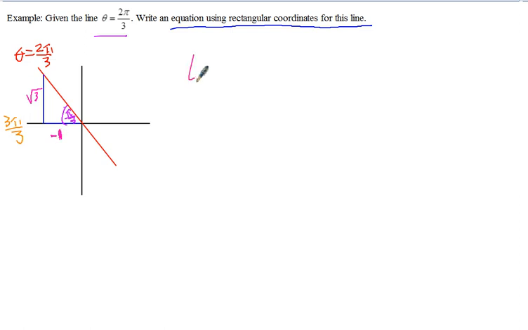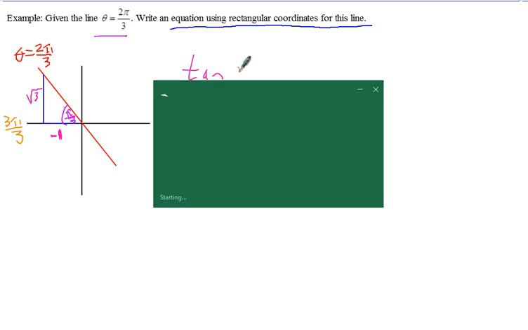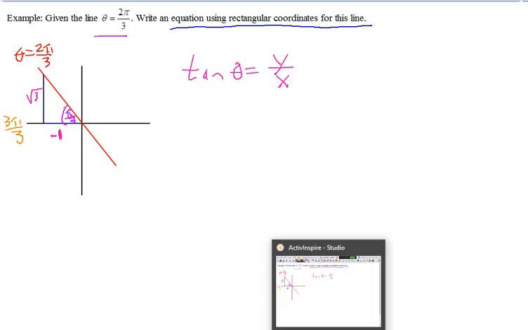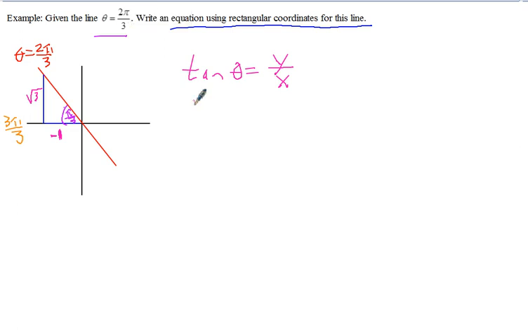So again, you can say tangent of theta equals y over x. But this time you can see it's the tangent of 2 pi over 3, which we can tell. So the tangent of 2 pi over 3 is y over x. Tangent of 2 pi over 3, opposite over adjacent, is square root of 3 over negative 1.